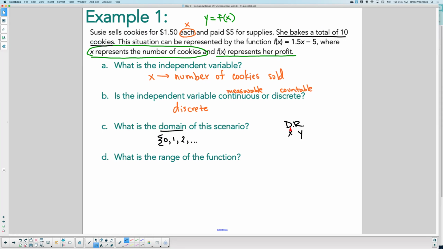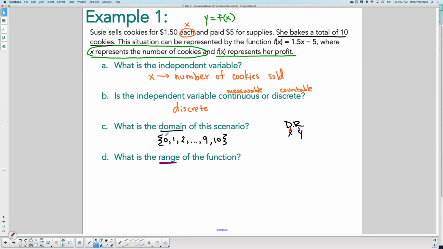Could you sell more than 10 then? No. So I'm going to go dot, dot, dot, and then I'll do comma 9, comma 10, like that. That just means I skipped some numbers. Remember, if it's discrete, you write it like this. Okay, how about range? What does range mean again? Y values. So now we're talking about the Y values.